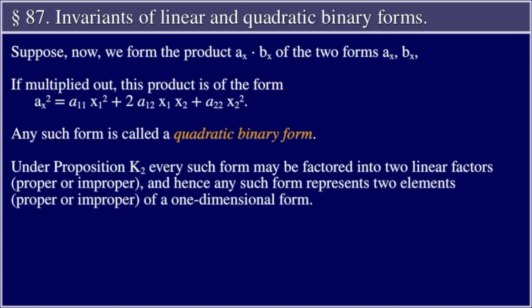Suppose now we form the product a sub x times b sub x of the two forms a sub x, b sub x. If multiplied out, this product is of the form a sub x squared equals a11 x sub 1 squared plus 2a12 x sub 1 x sub 2 plus a22 x sub 2 squared. Any such form is called a quadratic binary form. Under proposition K2, every such form may be factored into two linear factors, proper or improper, and hence any such form represents two elements, proper or improper, of a one-dimensional form.